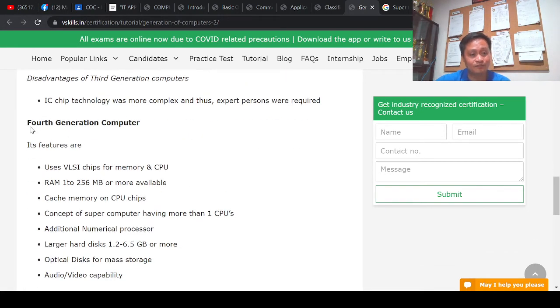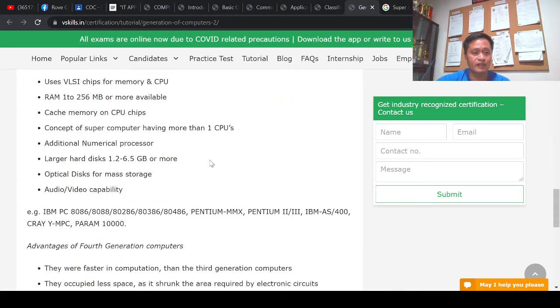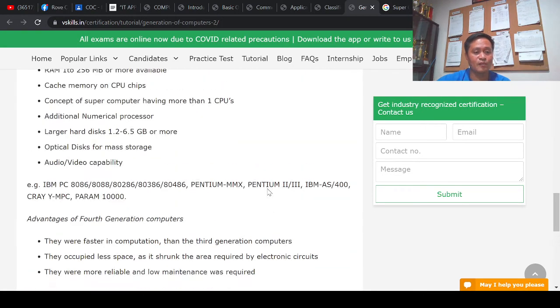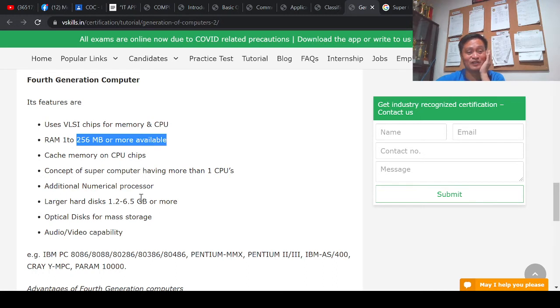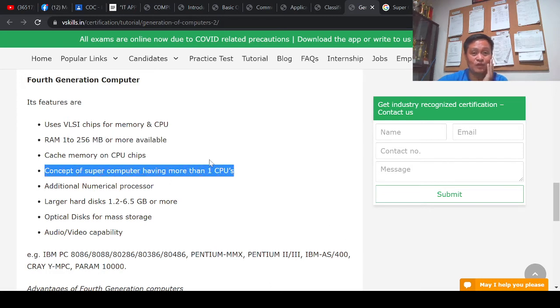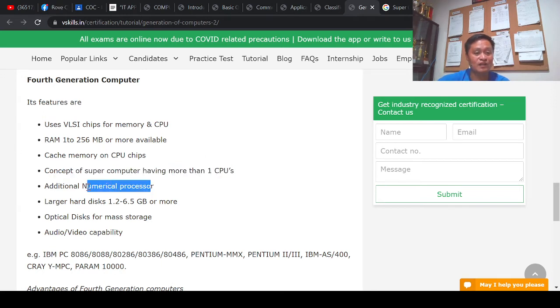And here, fourth generation computers. What are these? Fourth generation computers are the same as the third generation, but the memory is bigger. RAM is 256, alright. And then the concept of supercomputers having more than one CPU. So we're now trying to do some networking in here. Additional numerical processor, larger hard disks, and optical disks, CDs, and so on and so forth are being used.